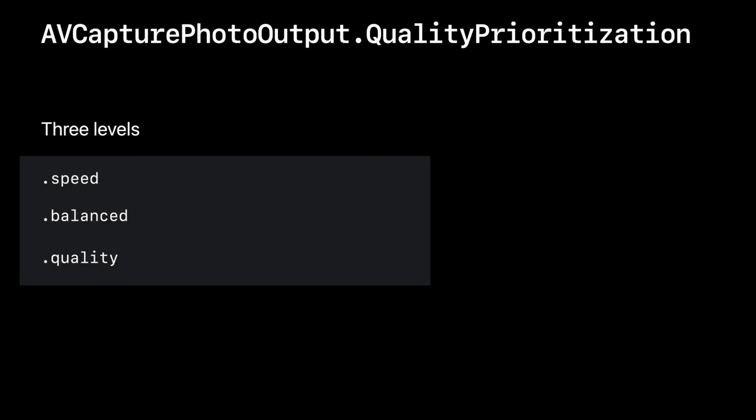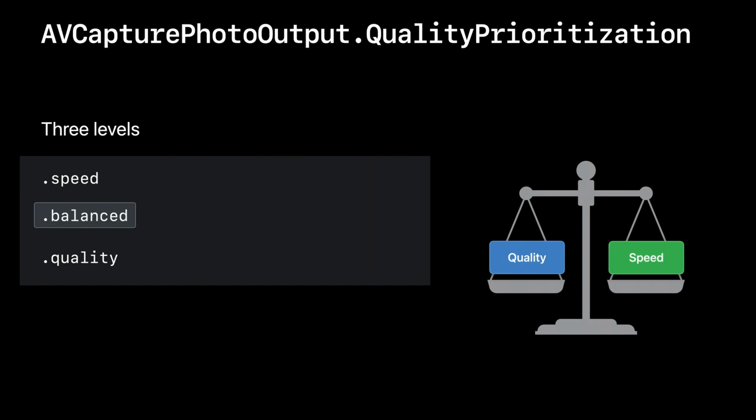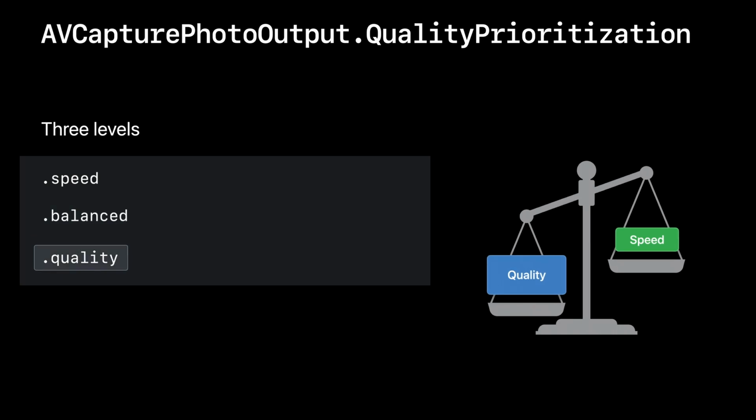There are 3 quality prioritization levels to choose from: speed, balanced, and quality. With speed, you're telling the framework that the speed of the capture is what you care about the most, even at the expense of photo quality. If a balance needs to be struck between photo quality and delivery speed, balanced should be used. Quality does the opposite of speed. It says image quality should be prioritized first and foremost, while the potential slowness of the capture process can be tolerated.